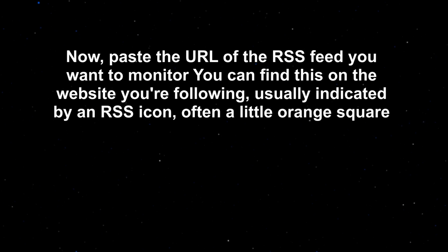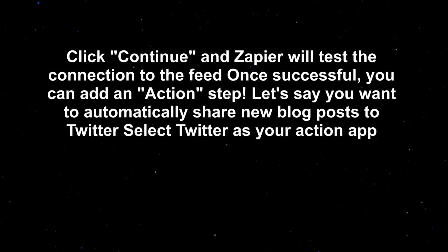Click Continue. Now, paste the URL of the RSS feed you want to monitor. You can find this on the website you're following, usually indicated by an RSS icon, often a little orange square. Click Continue and Zapier will test the connection to the feed. Once successful, you can add an action step.